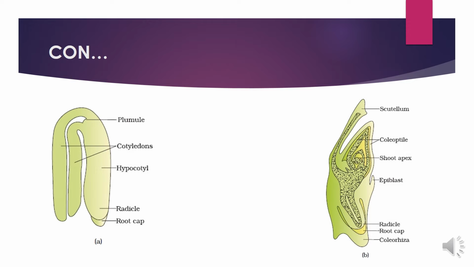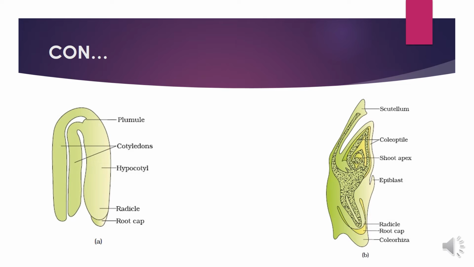Now students, see diagram B. Embryos of monocots possess only one cotyledon. As you know, in the grass family, the cotyledon is called scutellum, that is situated towards one side of the embryonal axis. You can see diagram B.